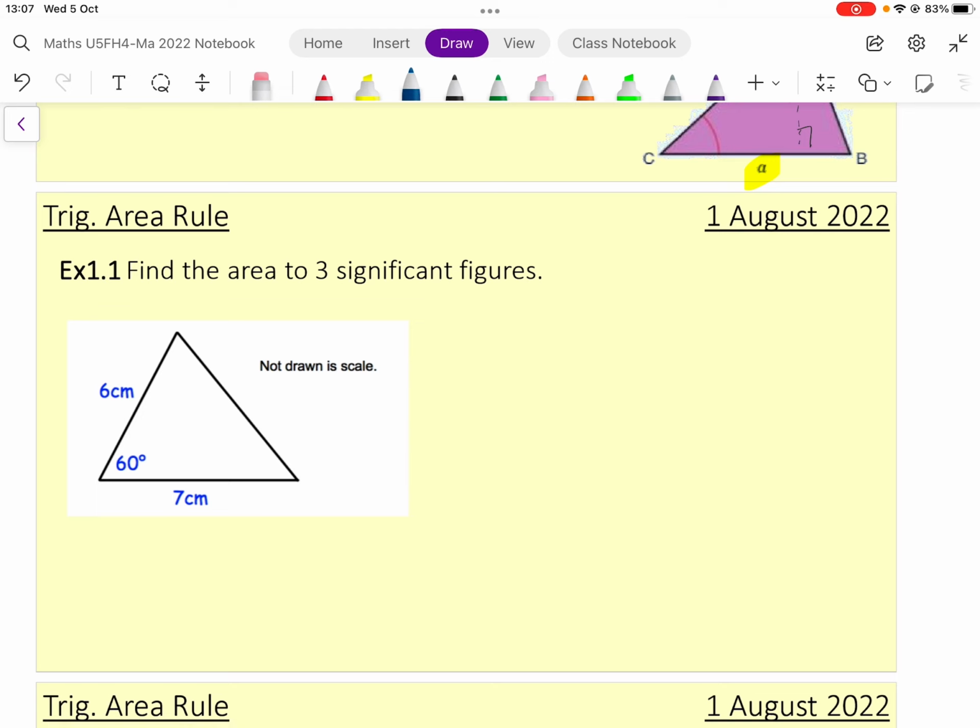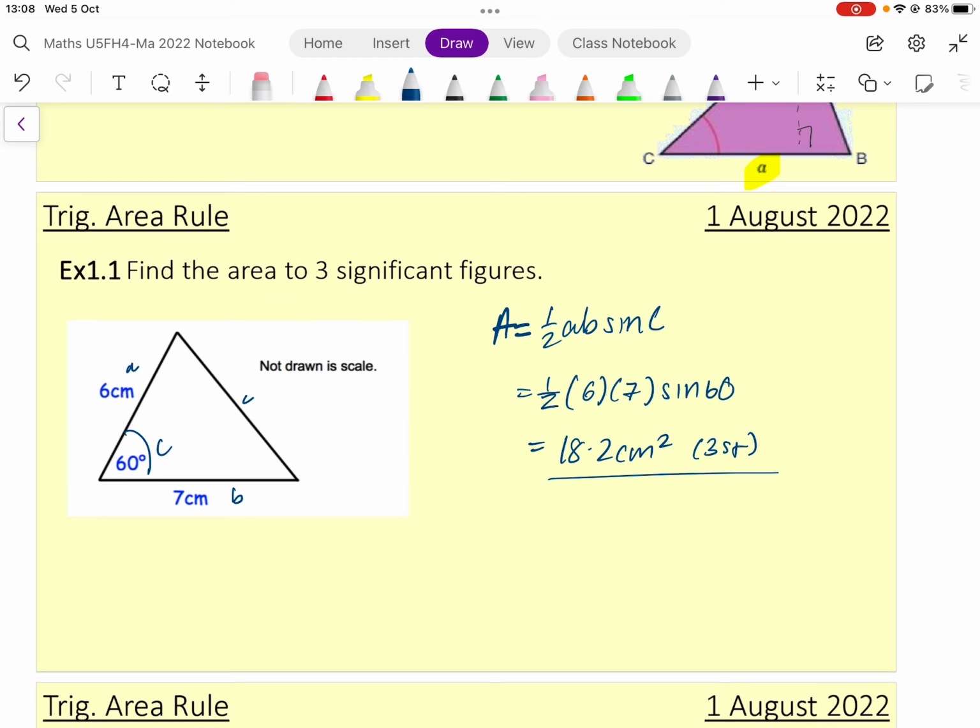So here we have to just find the area to three significant figures, and we know that the trigonometric area rule is A equals a half ab sine C. So let's label up the triangle. If we call the angle C, that means the opposite side length is c, with a and b being the other two sides, and we can just sub in for the different values. So a half times 6 times 7 times sine 60, and we get the answer to 3SF is 18.2 centimetres squared. So that's a really nice simple application.